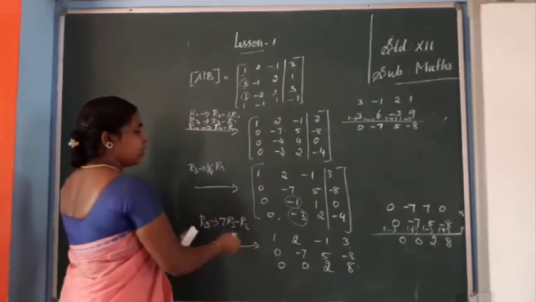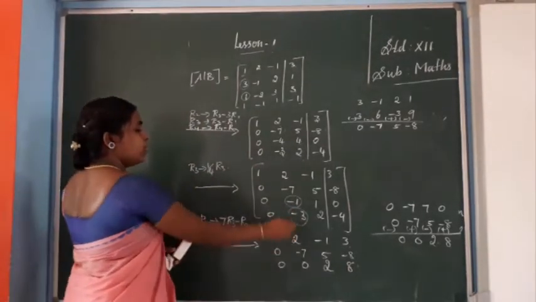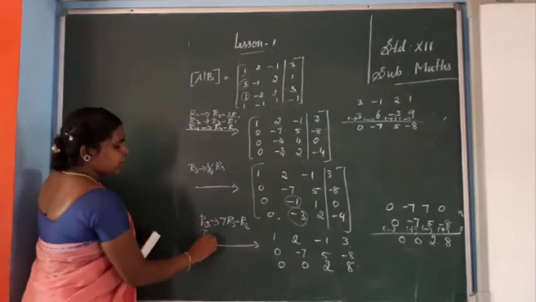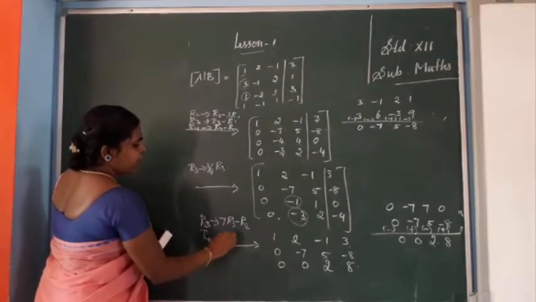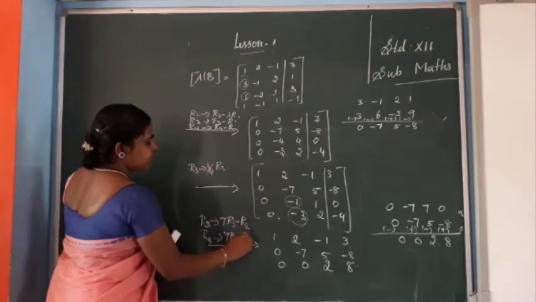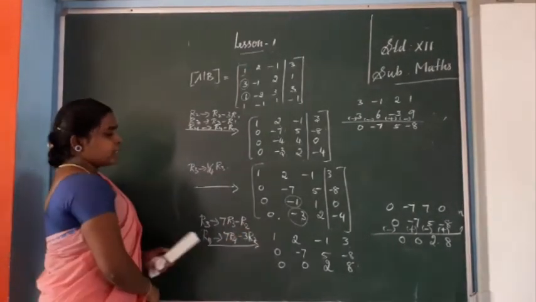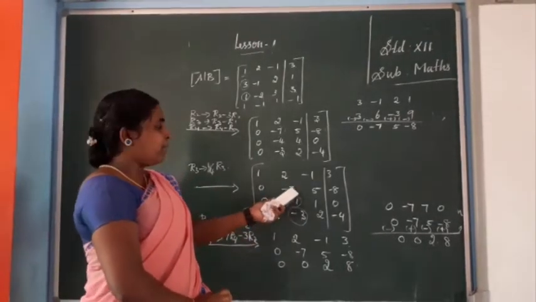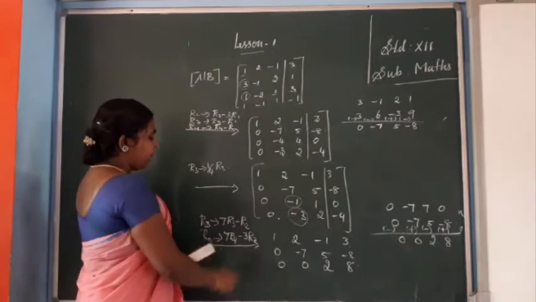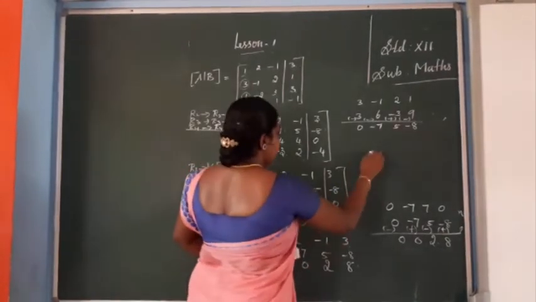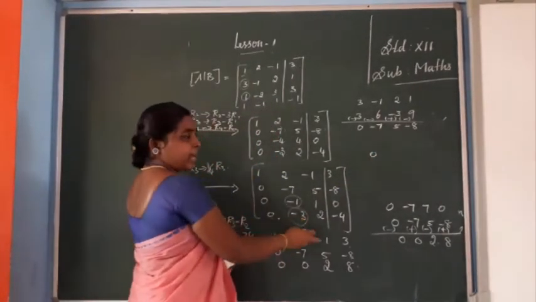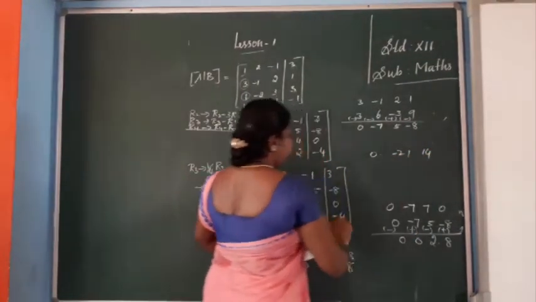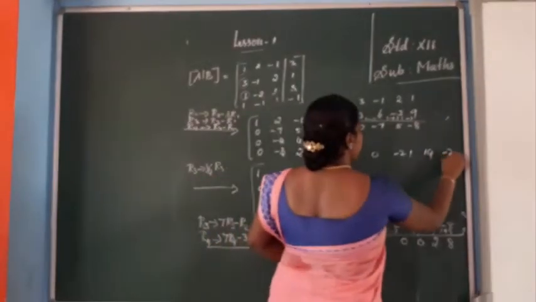Next, the third row. Instead of minus 3 we need 0. Only the second row we are going to use. So R4 gives 7 R4, we will get the same element. So in R4 I am multiplying 0, 7 3s are 21, so minus 21, 7 2s are 14, again 7 4s are 28, minus 28.